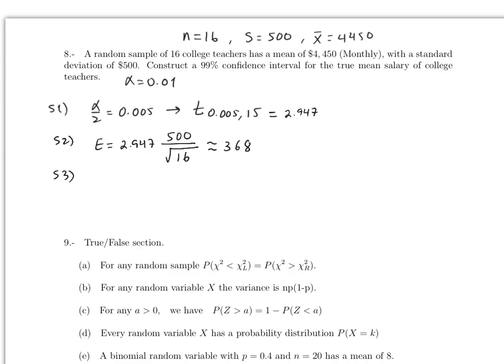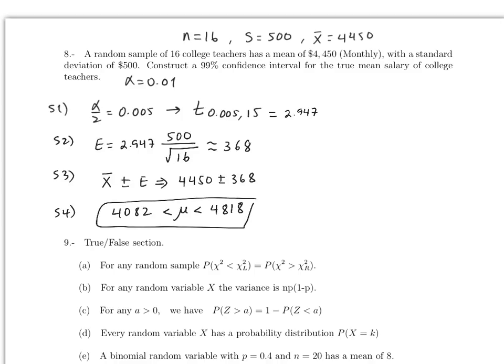Then step 3, the mean plus or minus the margin of error. This gives you 4,450 plus or minus 368. Remember, you have to write the answer this way. This is 4,082 and 4,818. So this is the answer.